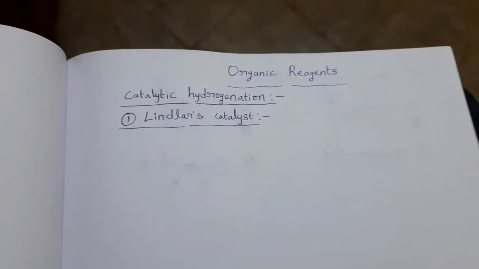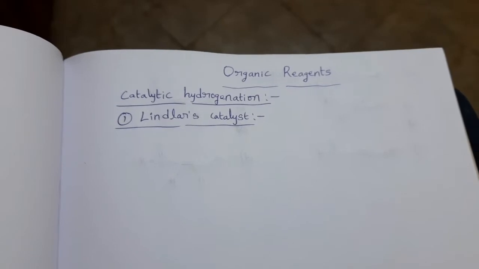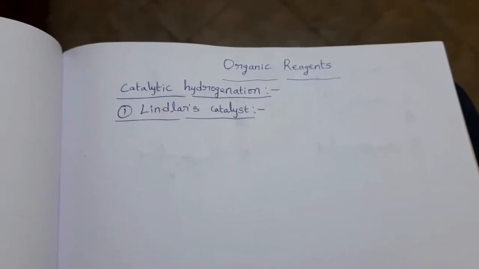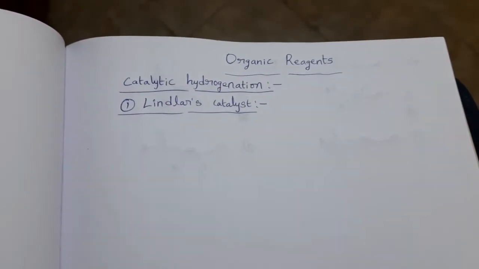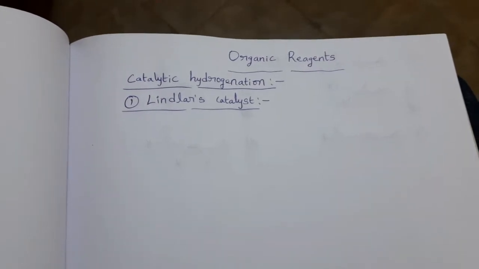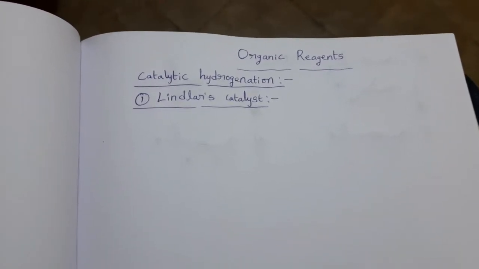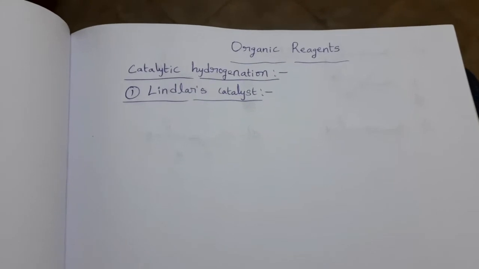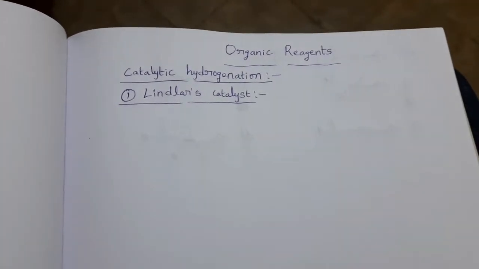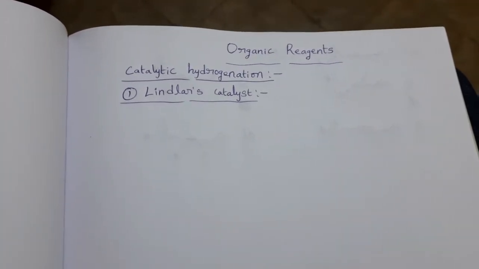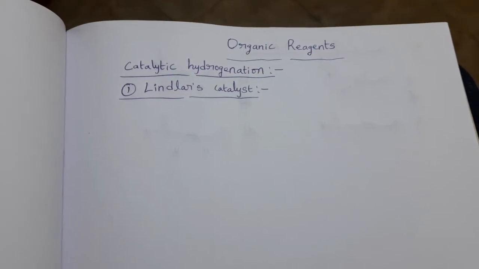Here reagents means reducing reagent, oxidizing agent, decarboxylating agent, dehydration, dehydrohalogenation, dehydrogenation. In this way, different types of reagents are there. So if we know the functioning of these various types of reagents, then we can get the answer correctly.